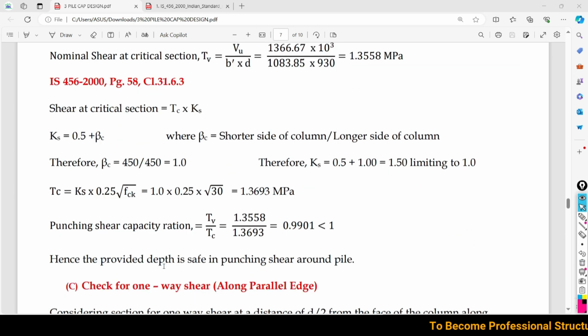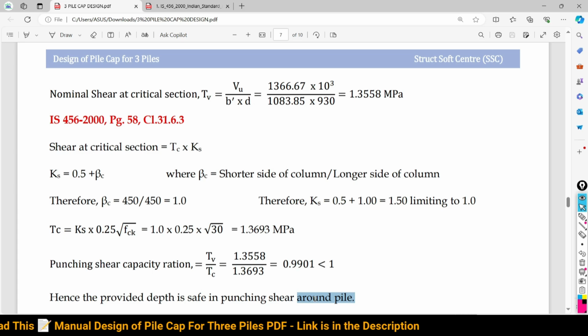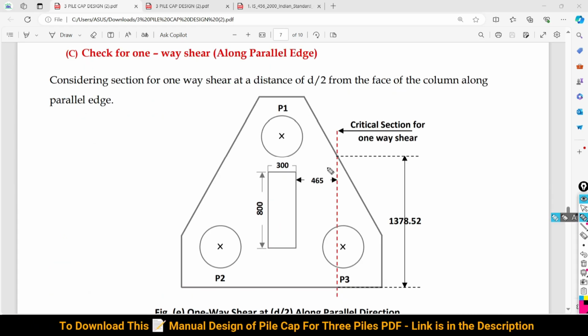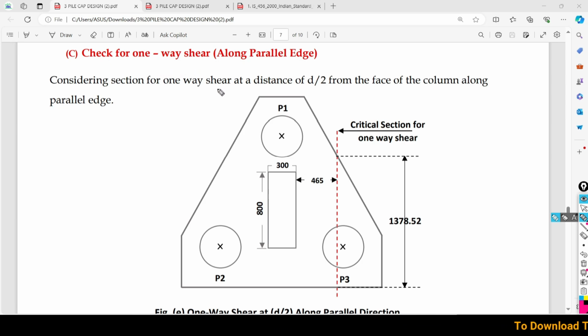So hence the provided depth is safe in punching shear around the pile. Around the pile it is again safe. I hope it's clear to all of you how to do the punching shear check around your column as well as around your pile. Now, after the punching shear check, the next check that we have to perform is one-way shear. For the one-way shear check, we have two directions: along the parallel edge or parallel direction, and along the perpendicular direction.